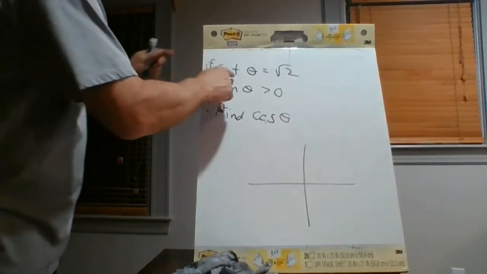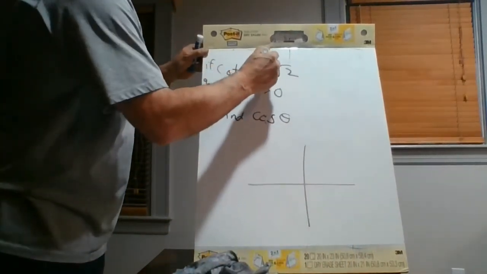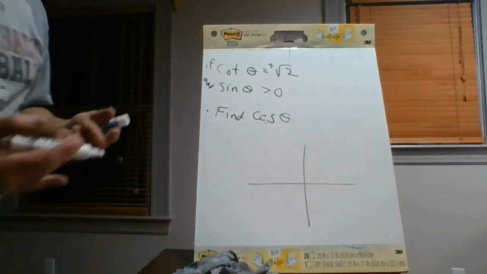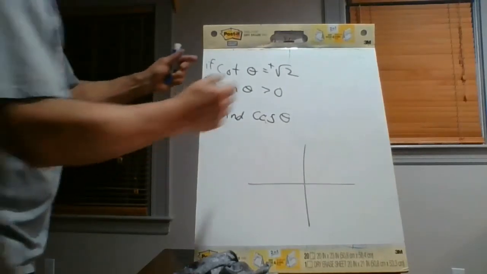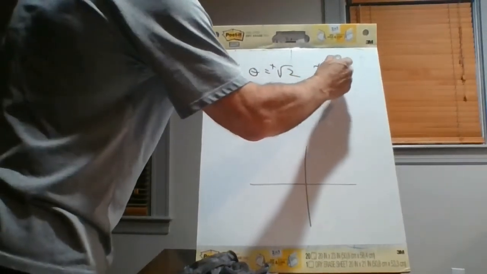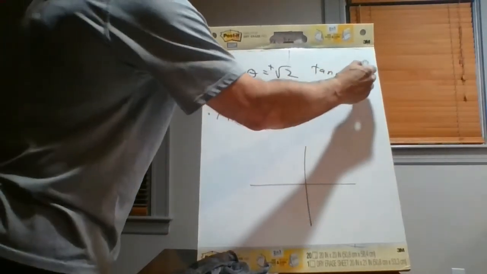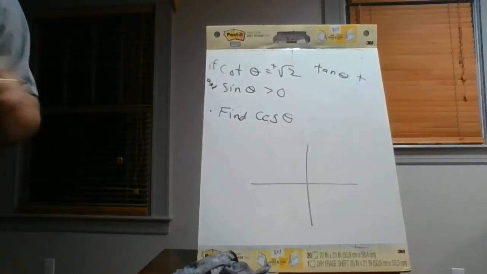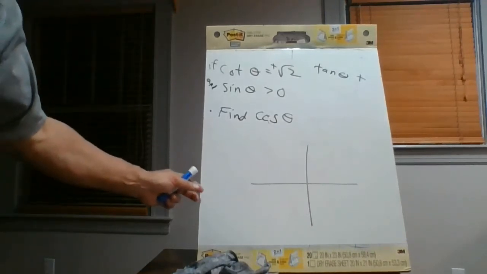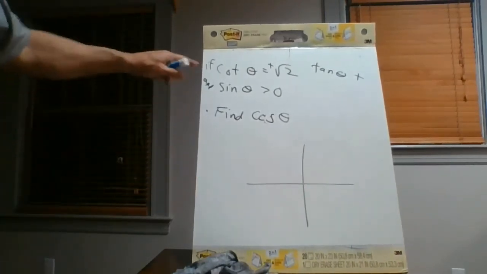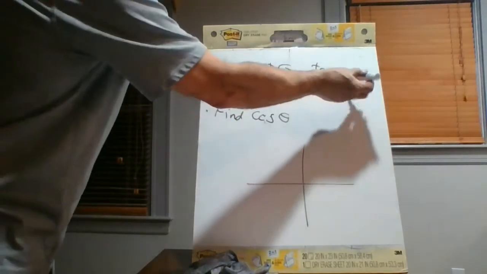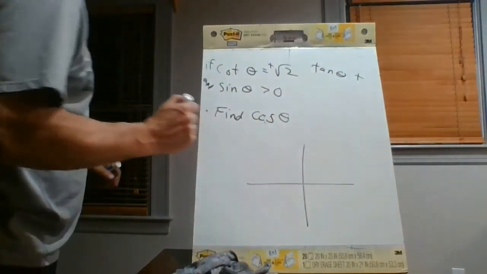Okay, cotangent is a positive number. Don't know much about cotangent except it's the reciprocal of tangent. If cotangent is positive, its reciprocal is also positive. I'm not worried about the square root of 2 yet. I'm just doing the positive negative thing. So we have tangent positive.